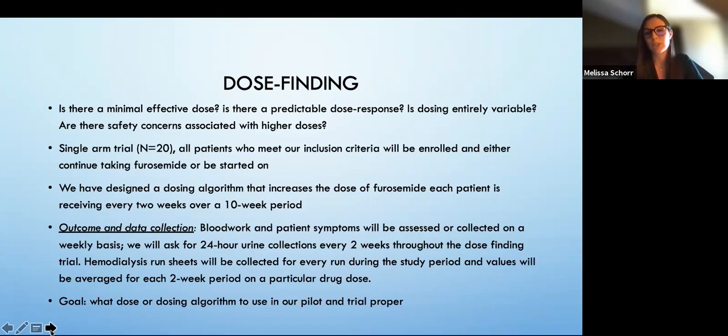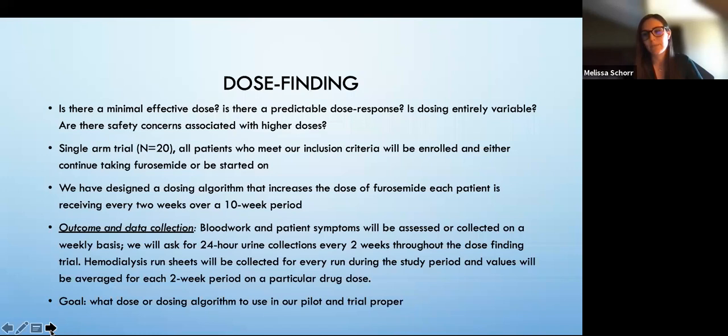We've designed a dosing algorithm that increases the dose of Lasix each patient is on every 2 weeks over a 10-week period. In terms of outcomes and data collection, we are not using a pragmatic approach for this study. We're going to collect blood work and patient symptoms on a weekly basis and ask for 24-hour urine collections every 2 weeks throughout the dose-finding trial. We will collect hemodialysis run sheets for every run, but average values over each 2-week period on a particular drug dose. And really the goal of this study is to determine what dose or dosing algorithm to use in our pilot and trial proper and to assess for any signals of harm. Next slide.